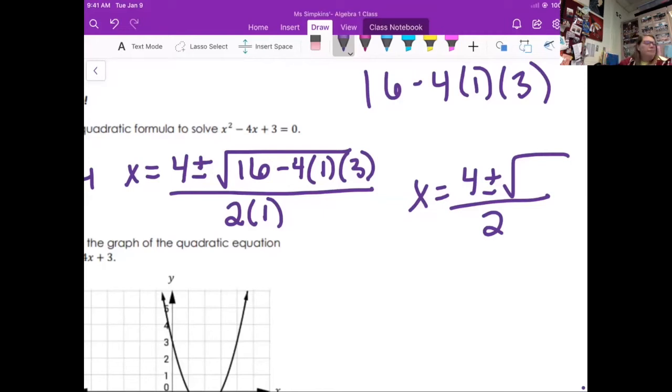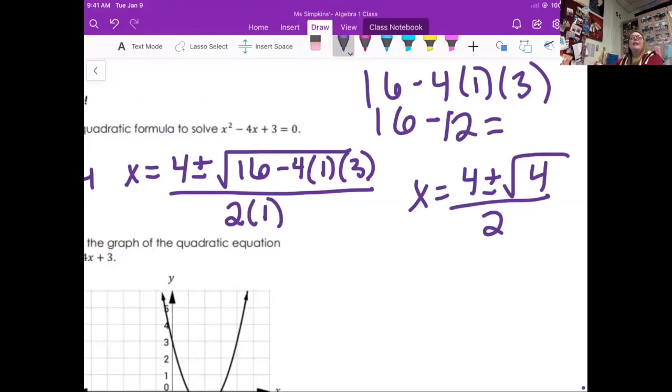What number did you get, Thorn? 4. Does anybody need me to explain how we get 4? You can use a calculator. 16 minus, well, what's 4 times 1 times 3? What's 4 times 1 times 3? 12. 16 minus 12 is 4. Correct.